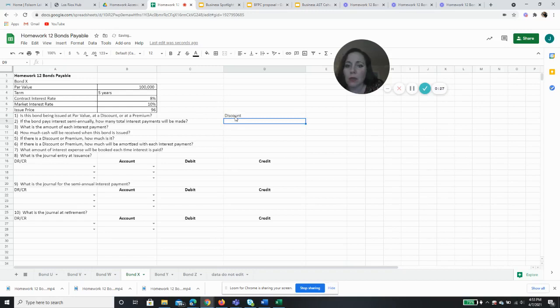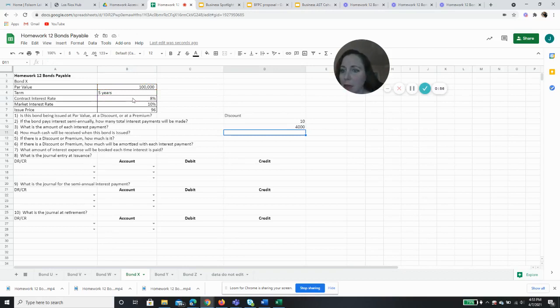All right, how many total interest payments? It's going to be term times 2. So 5 times 2 or 10 interest payments because we're paying twice a year. And the bond will be outstanding for 5 years. What's the amount of each interest payment? That's going to be our par value of $100,000 times our contract interest rate of 8% times 180 divided by 360. All right, $4,000 every 6 months.